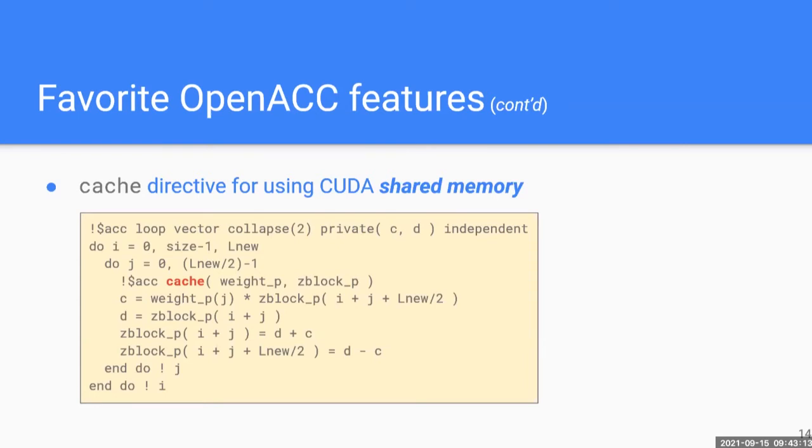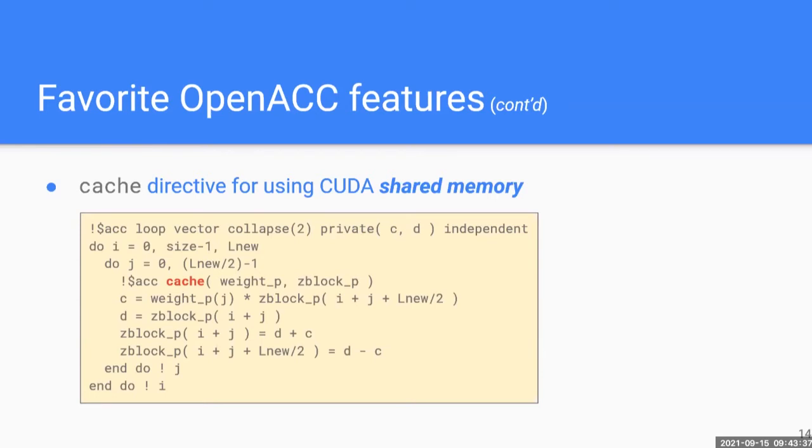And we can just do $ACC cache, and as long as the sizes of the weight and the block fit in the maximum shared memory per multiprocessor, which I believe is 96 kilobytes for the V100 GPU, that's it. We automatically use shared memory.